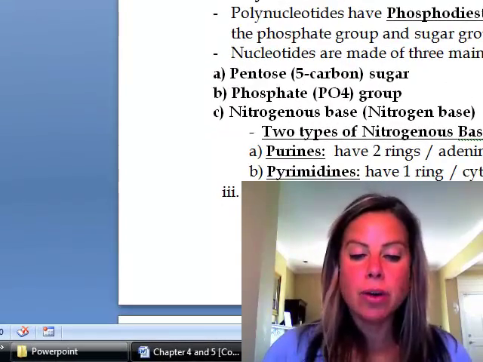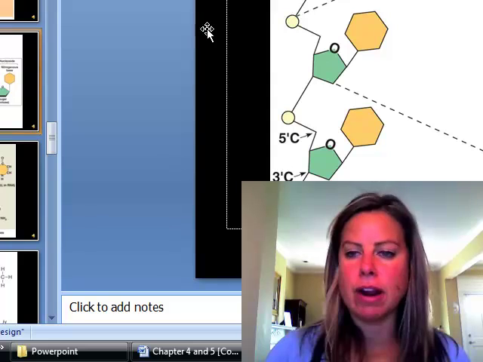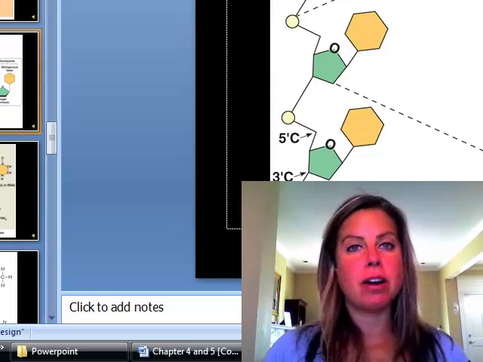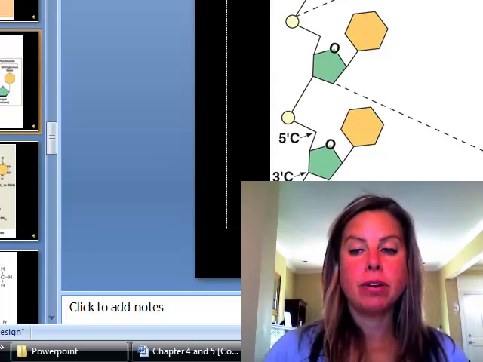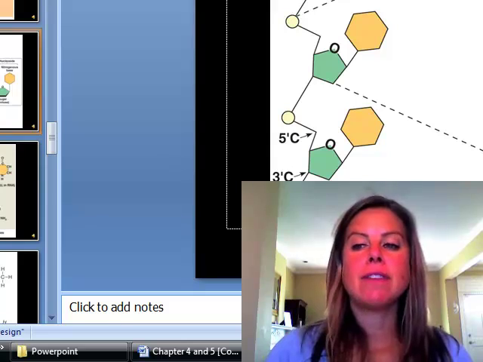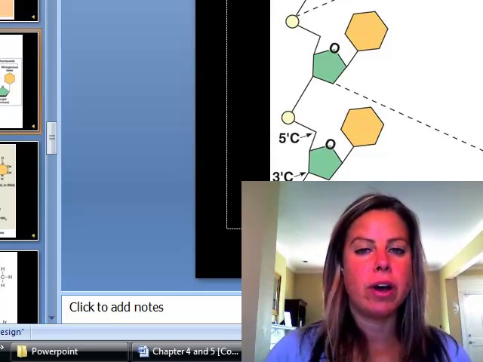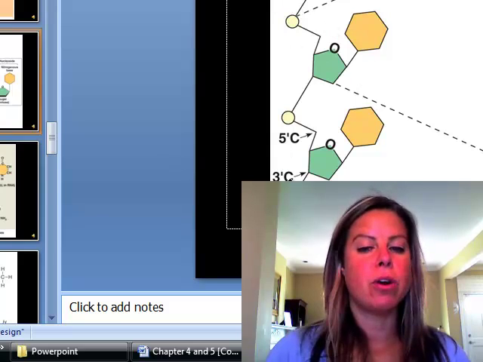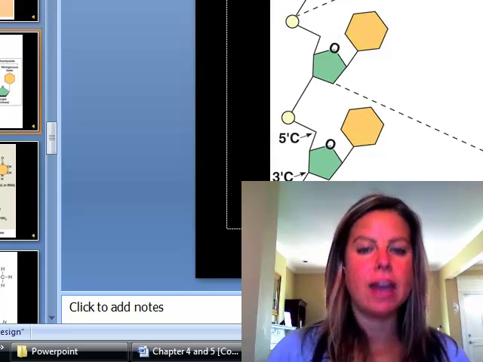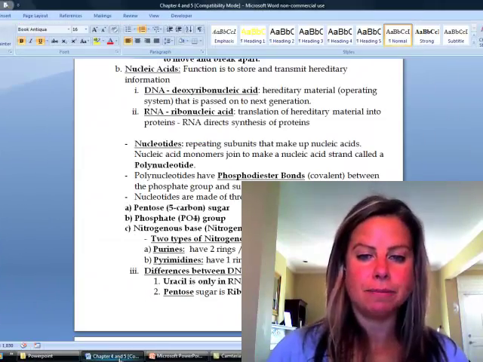All right, so if we're going to look at a nucleotide, here's one right here. You're going to have three parts to it. A phosphate group, then you're going to have a 5-carbon sugar, that's why it's called pentose, pent means 5, and then you're going to have a nitrogenous base coming off of it. So you can see here, here's one, here's another, and they can form big long chains. And in between them is going to be that phosphodiester bond.